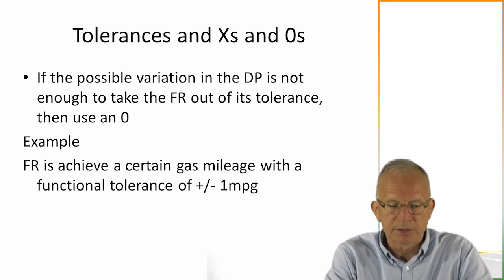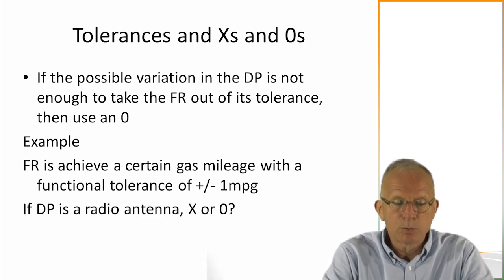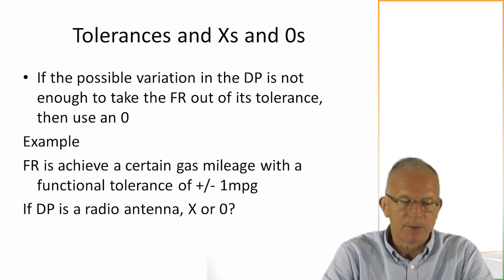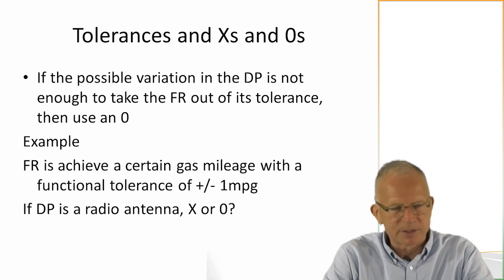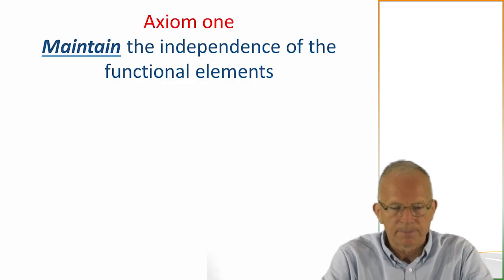For example, if our FR is to achieve a certain gas mileage, and we want to achieve that within a functional tolerance of plus or minus, say, 1 mile per gallon, is the radio antenna going to be enough to influence this, and does the DP for the radio antenna have some impact on the FR for achieving the gas mileage? I don't know enough about aerodynamics to say if it would make the difference of 1 mile per gallon, maybe on some very high performance competition vehicle. But anyway, you get the point.